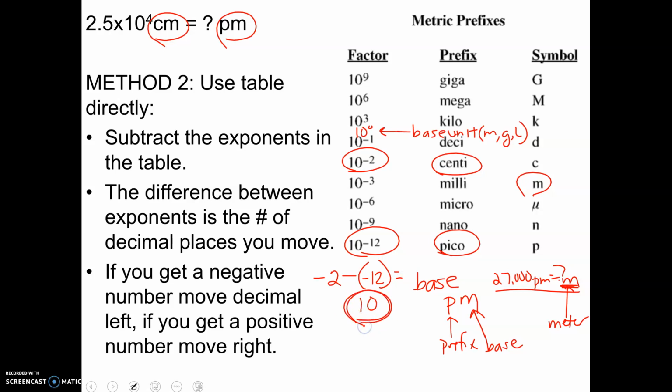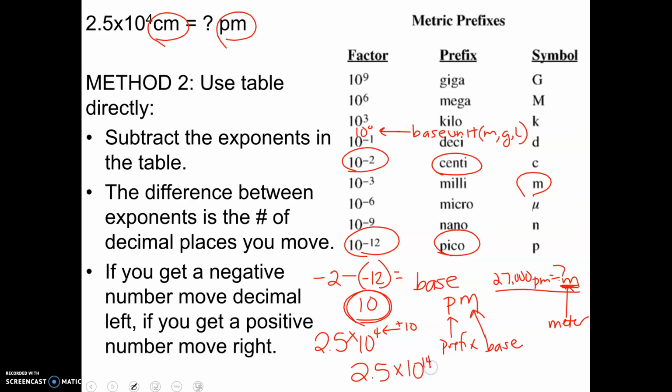Guess what? That's how many decimal places I need to move. If I get a positive answer, like I did here, positive 10, I'm going to move my decimal to the right, 10 places. Or if I have a number like this one, the 2.5 times 10 to the 4th, 10 just means I'm literally going to add 10 to my exponent. And I get the same exact answer, 2.5 times 10 to the 14th.